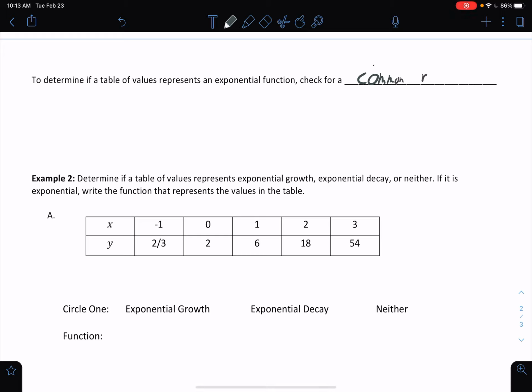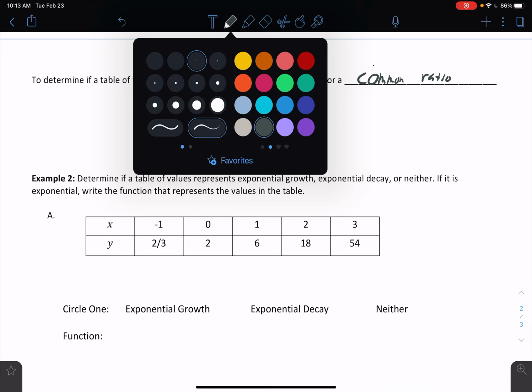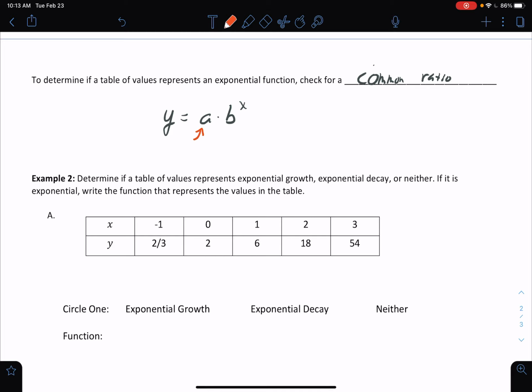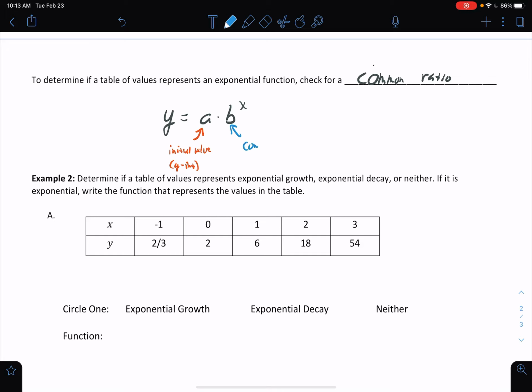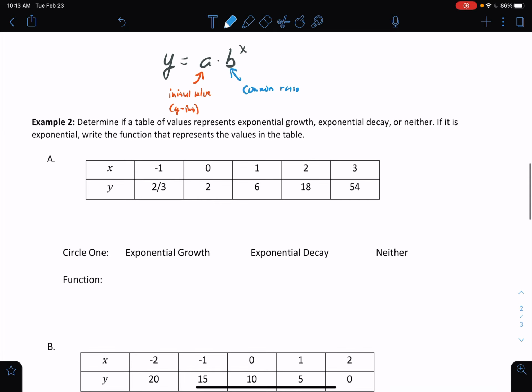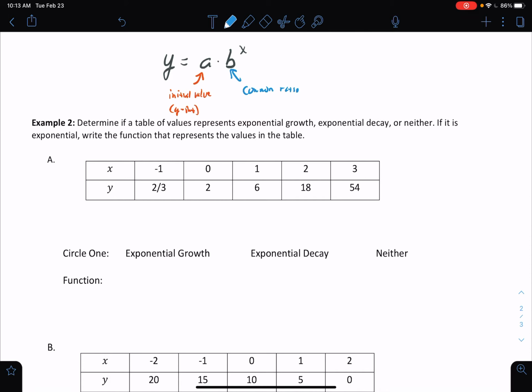common ratio. So remember, with an exponential function, the a value represents our initial value, which is our y-intercept. And the b value is going to be that factor, which is also the common ratio. Okay, so in these tables below, we need to determine if it represents exponential growth, exponential decay, or neither. And if it is exponential, let's write the function.